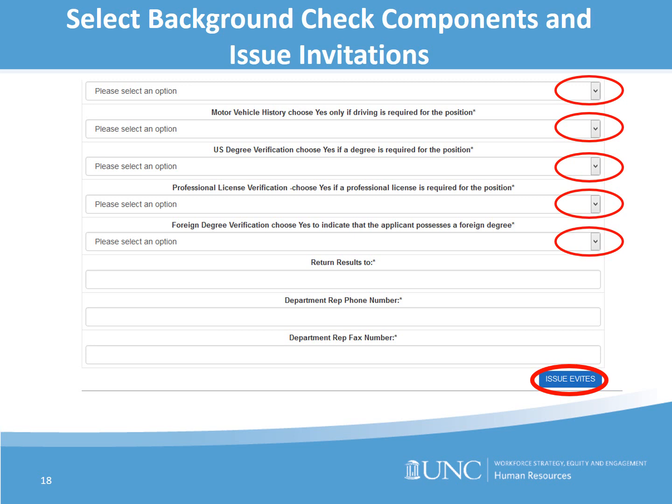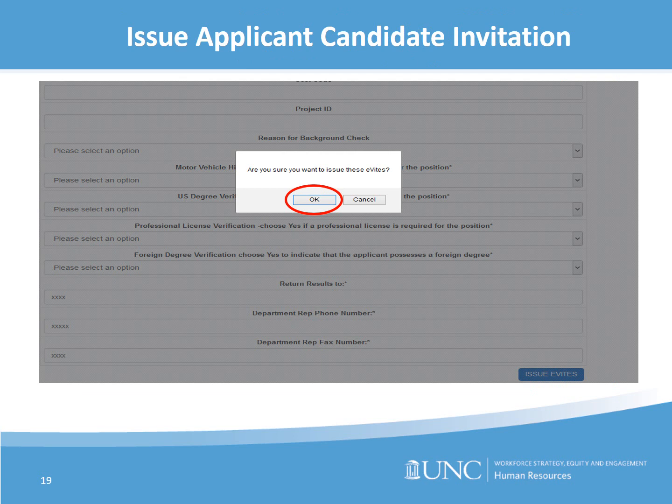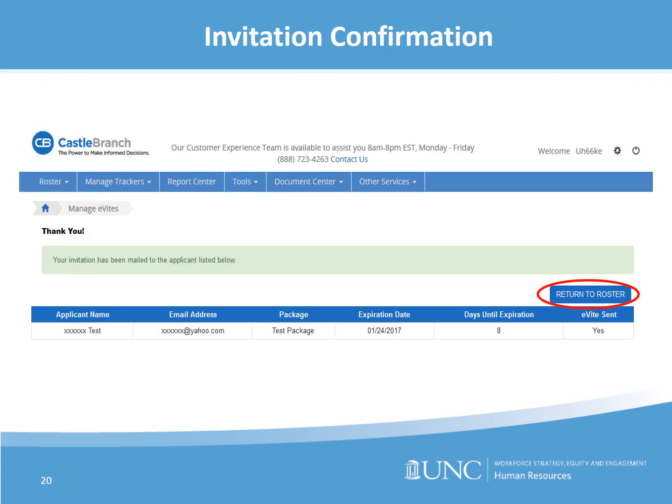Once all information is entered, click on Issue Evites to send the electronic invitation to the candidate appointee. Click the OK button to confirm the issuance of the invitation, thus completing the invitation process. The confirmation will show that the invitation has been emailed to the candidate appointee. Click on Return to Roster to return to the incoming roster screen.